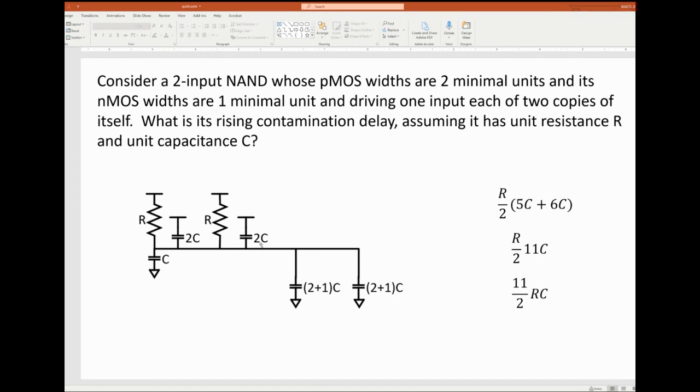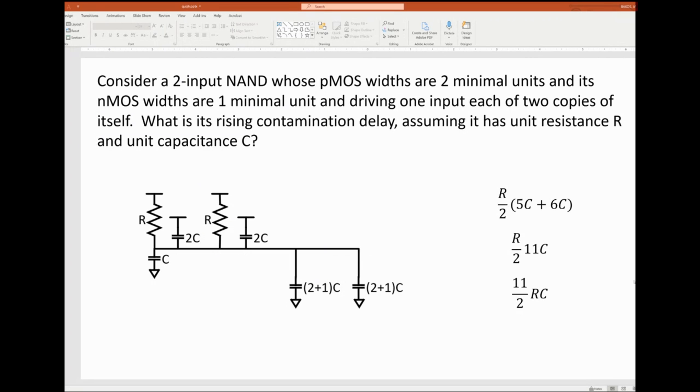And in this case, you don't have to use the Elmore delay because the resistors here are in parallel, not in series. So as a result, you can just collapse these 2 resistors into one with 1/2 R. And then the total capacitance, and hopefully I didn't add these up wrong too, that would be 1 plus 2 plus 2 is 5, plus 6 is 11. So 11 over 2 RC. So that one I had right.